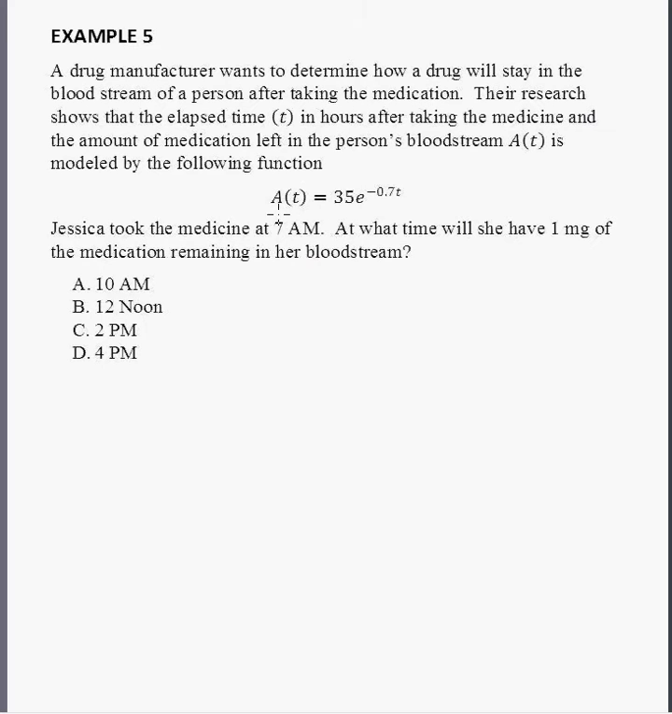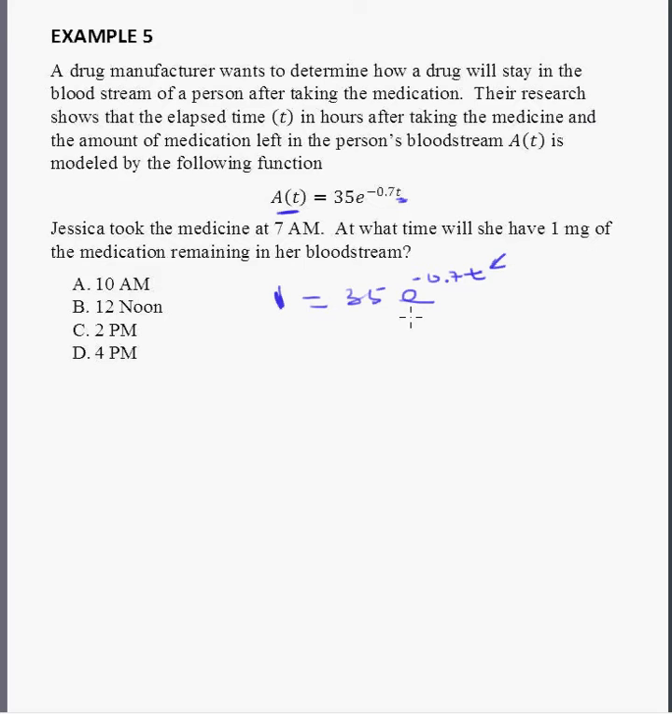So A(t) is how much you have left in the person after this number of hours. The question is, if Jessica took the medicine at 7 a.m., at what time would she have 1 milligram of the medication remaining in her bloodstream? In this particular case, you're trying to find, when it is 10 a.m., how much would you have left there? So I have 1 left, and that should be equal to 35 e to the power of negative 0.7 times t. So t is what I'm looking for.